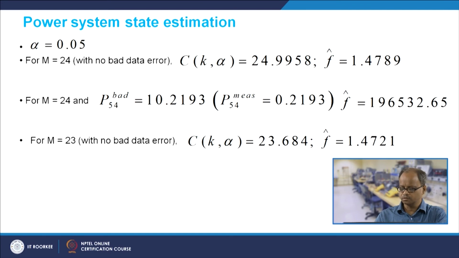So, again we conclude that there is no bad data in this system. Therefore, whatever the estimated values are, those are the acceptable estimates. So, this is the basic procedure.